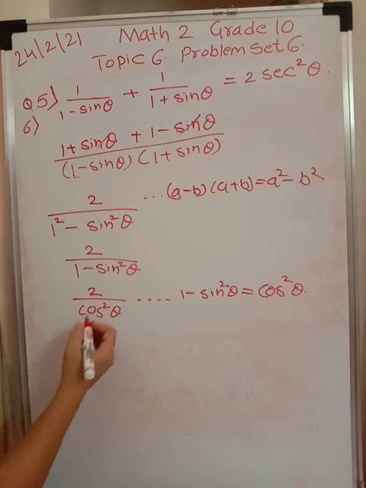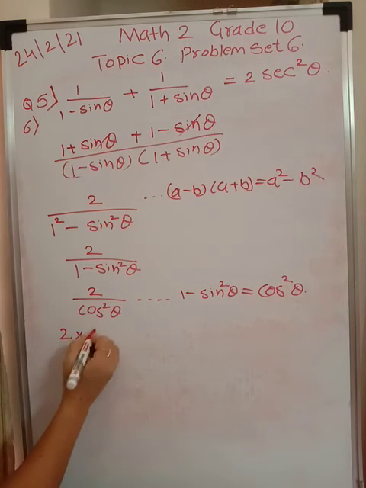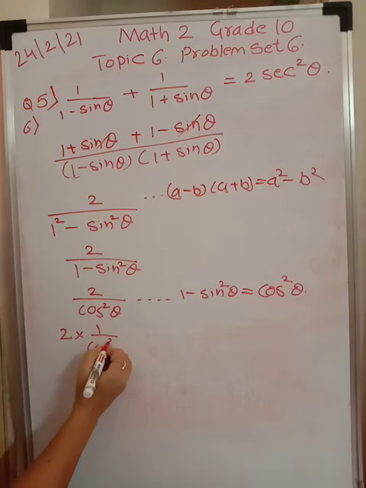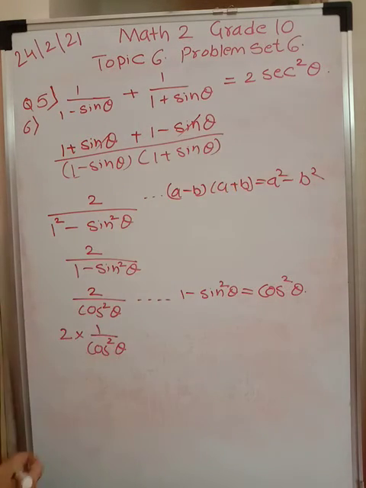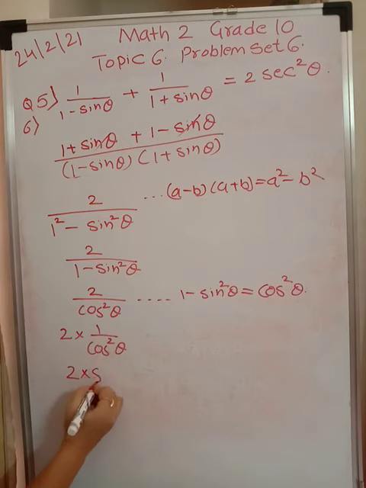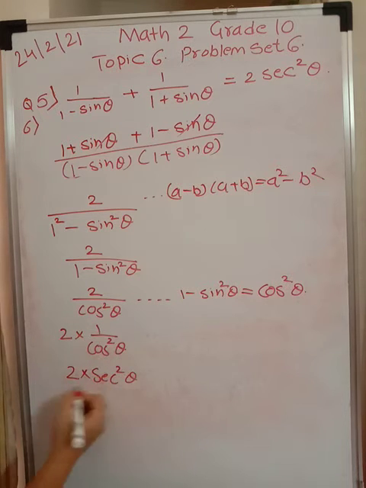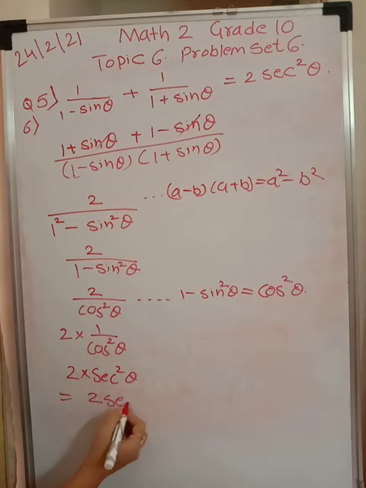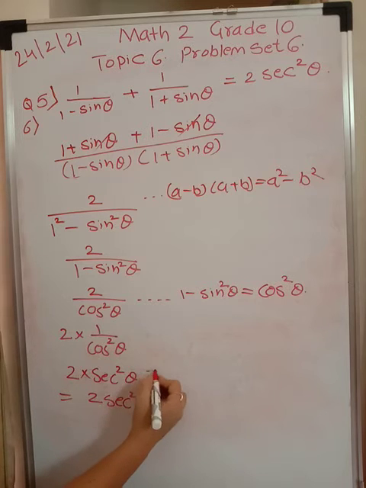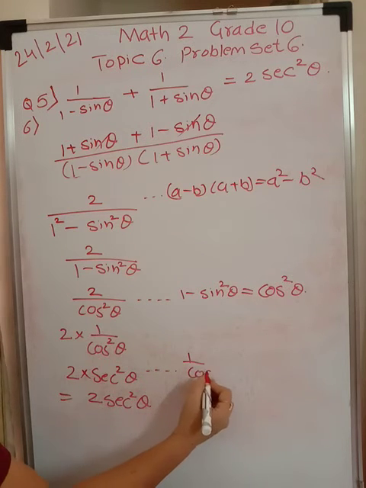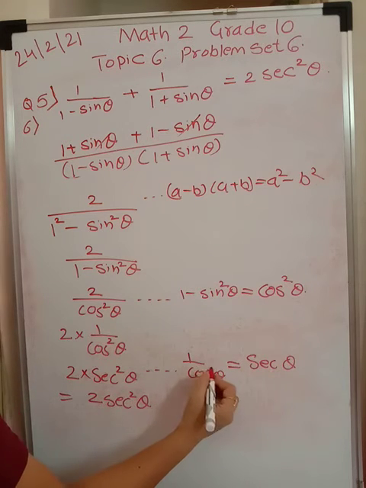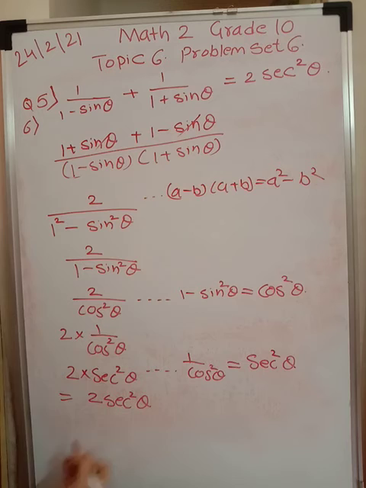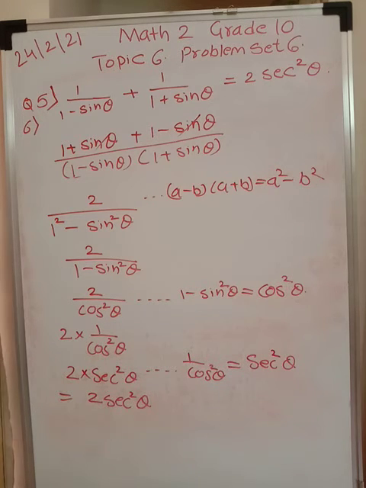Is this done? Now this is simple. This can be written as 2 into 1 upon cos square theta. But what is 1 upon cos square theta? Sec square theta. So it becomes 2 into sec square theta, that is equal to 2 sec square theta. The reason for this is 1 upon cos theta is equal to sec theta, so 1 upon cos square theta will be sec square theta. Is this clear? Okay, very easy, no?